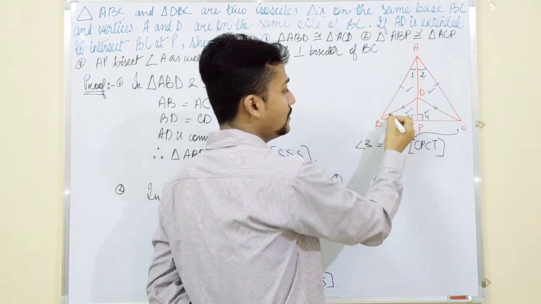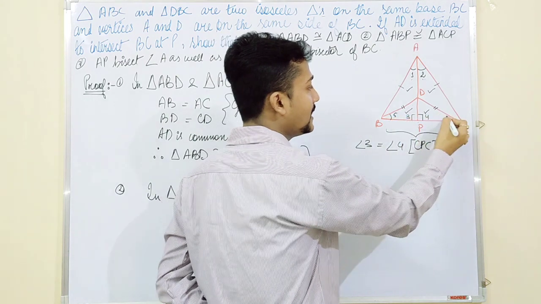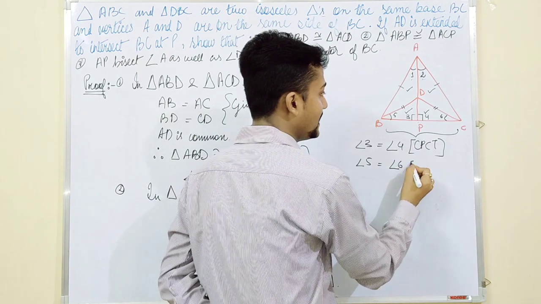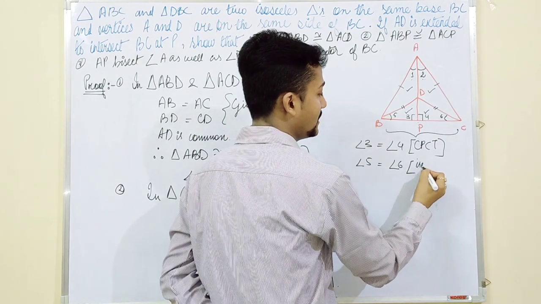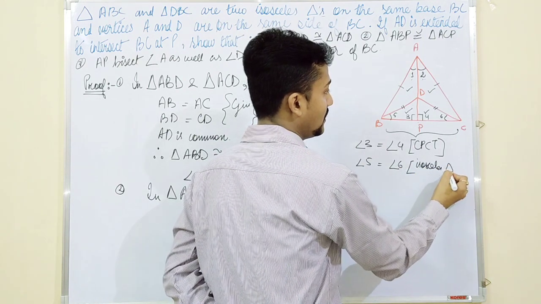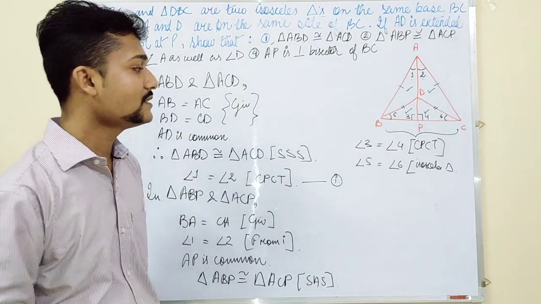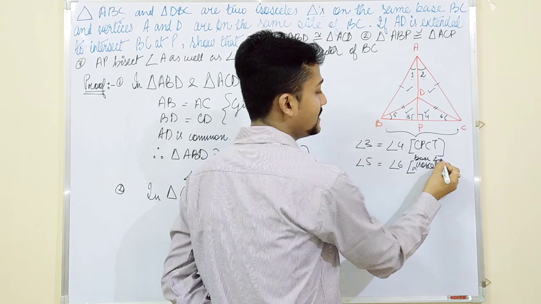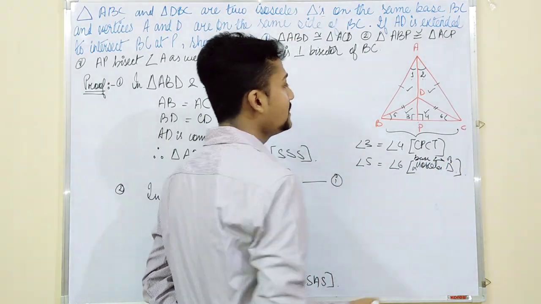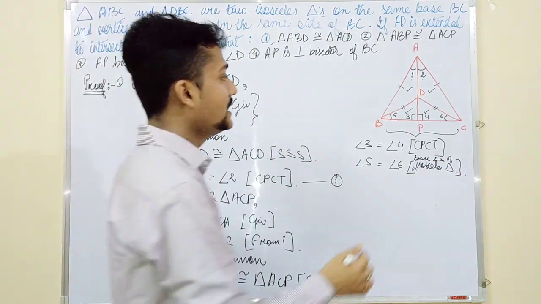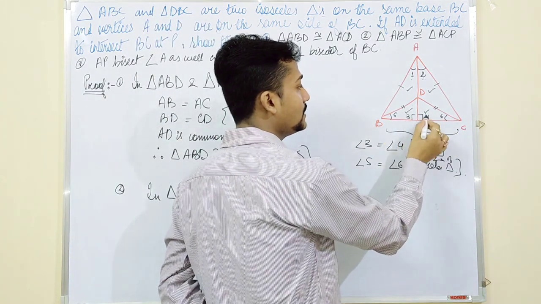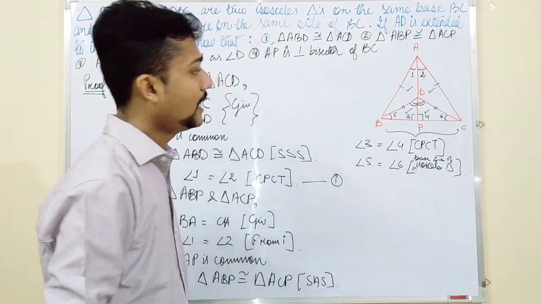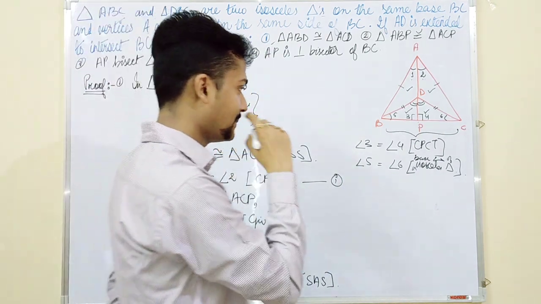Now see, we can also say that this particular angle is equal to this particular angle. Angle 5 is equal to angle 6. Why? Because of the base angles of an isosceles triangle. So you can mention here: base angles of isosceles triangle. Now you see, if this is equal to this and this is equal to this, then automatically this angle will be equal to this angle. How? By the angle sum property.